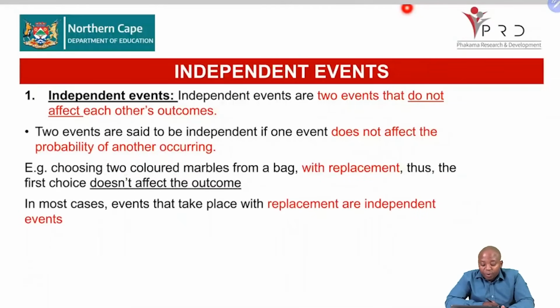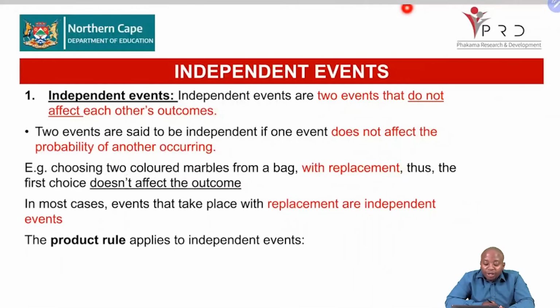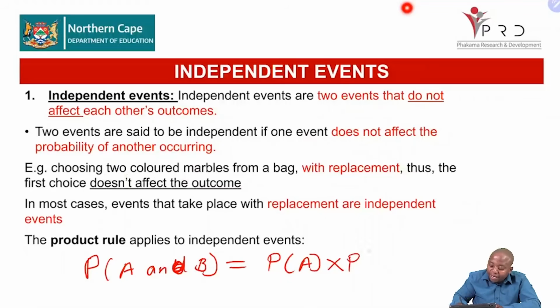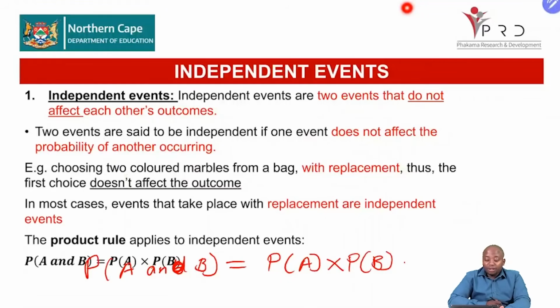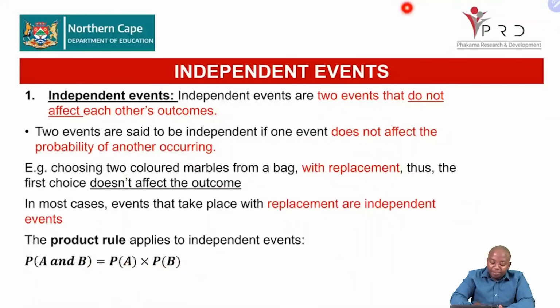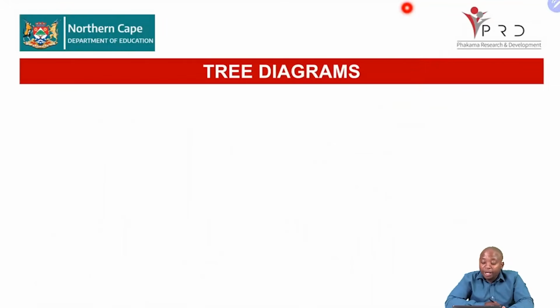Right. In most cases, these are the events that take place with replacement, and these events are called independent events. We need to understand that the product rule applies to independent events. And remember, our product rule says the probability of event A and event B occurring will be equal to the probability of event A multiplied by the probability of event B. So that is our product rule right there: probability of A and B is equal to probability of A multiplied by the probability of B.